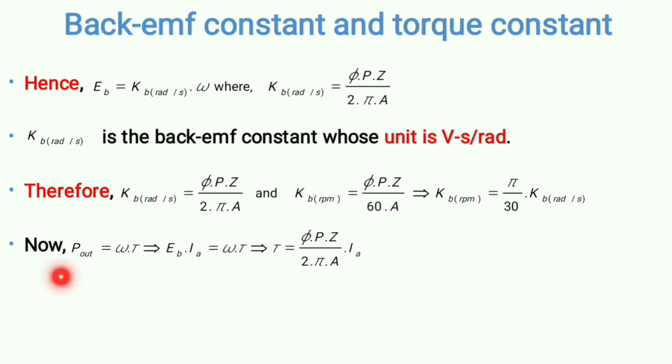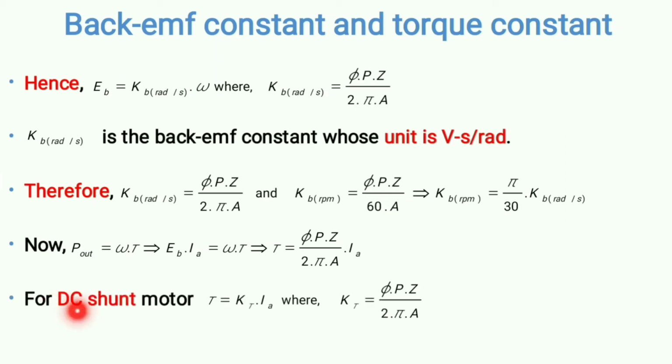So now we know this formula: P output is equal to omega into T, where T means torque, and this P output can also be written as EB into IA, the mechanical equivalent power. By making some manipulation, we can find the torque T is equal to phi P Z by 2 pi A into IA.